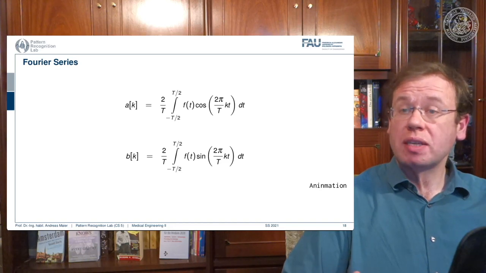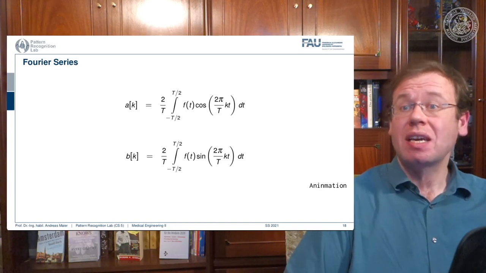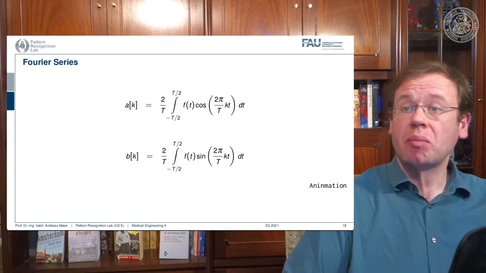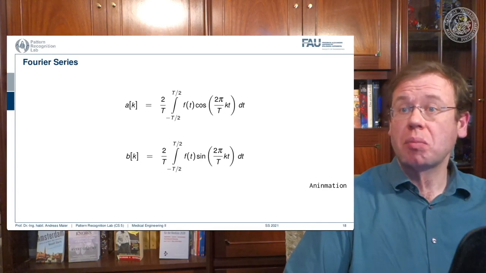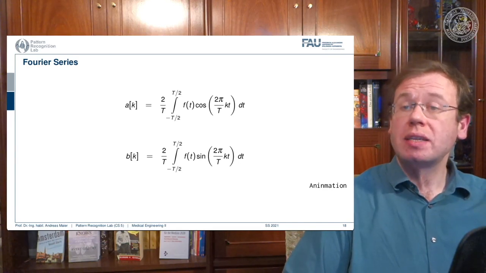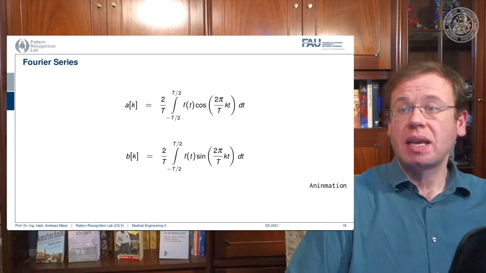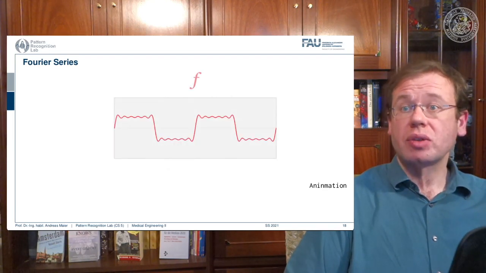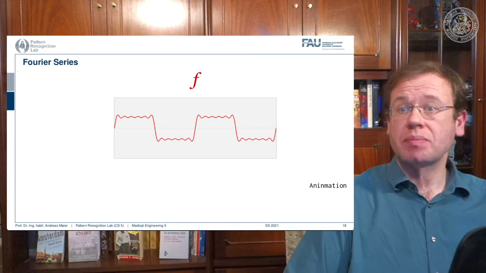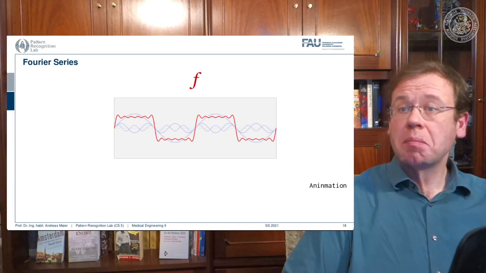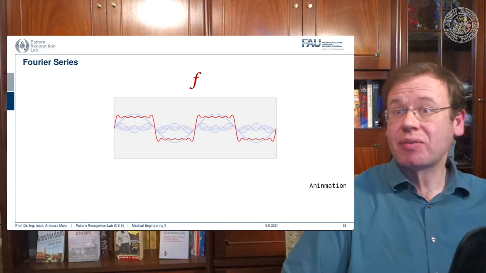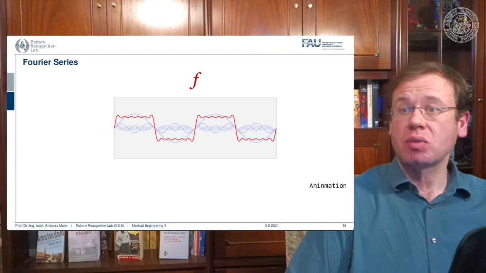So for the b_k of frequency k, you have to determine the integral from minus T over 2 to plus T over 2, and then you have a pointwise multiplication of the function with the respective sine wave. I have a little animation here for you. So here you can see a function, and we're essentially determining the multiplication at every point, and then we add everything up. That is what our integral is doing.